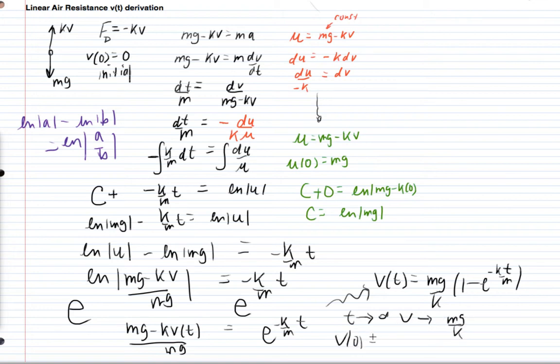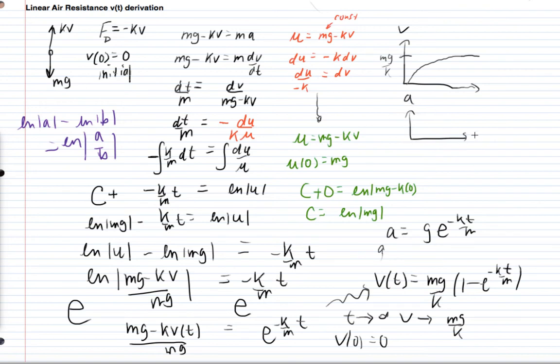V of 0 is 0. And when you take the derivative of this, you're going to get that the acceleration is just g e to the negative kt over m. So what I want to wrap up with is the graphs. So v as a function of time is going to end up being, it starts at 0, and then it actually approaches as its limit mg over k, which is just terminal velocity.